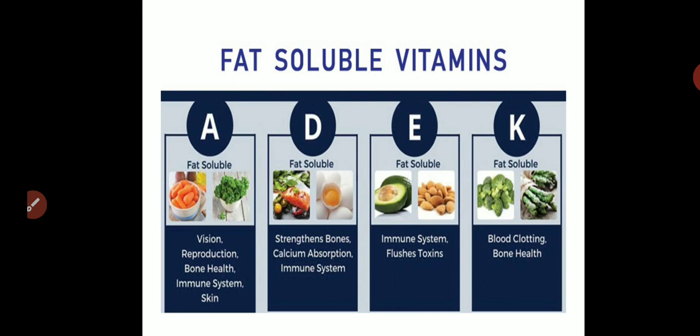Fat soluble vitamins are the following: A, D, E and K. You can see the pictures of the food items rich in vitamins, as well as their function given down. A is technically called retinol, D is calciferol, E is tocopherol, K is phylloquinone.